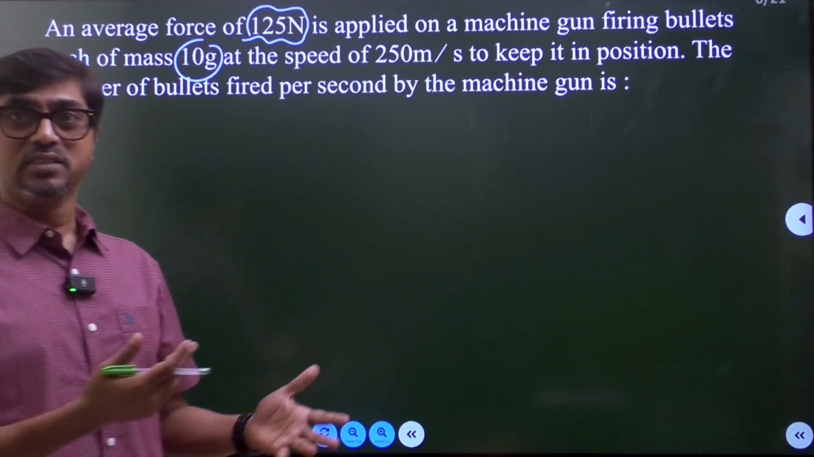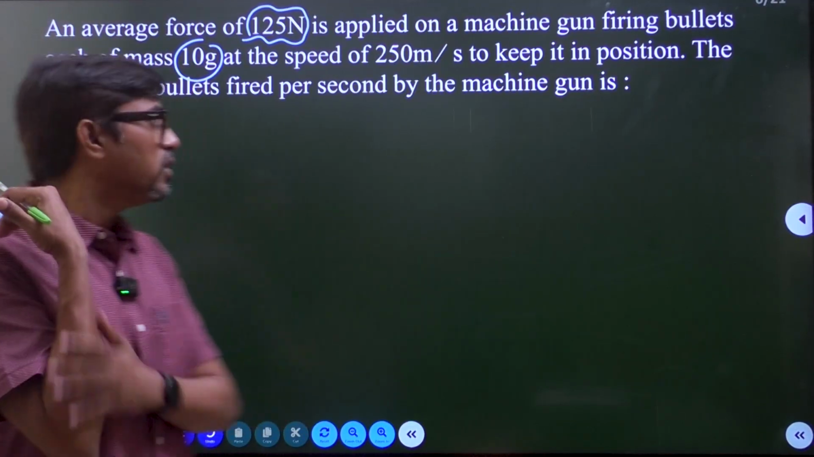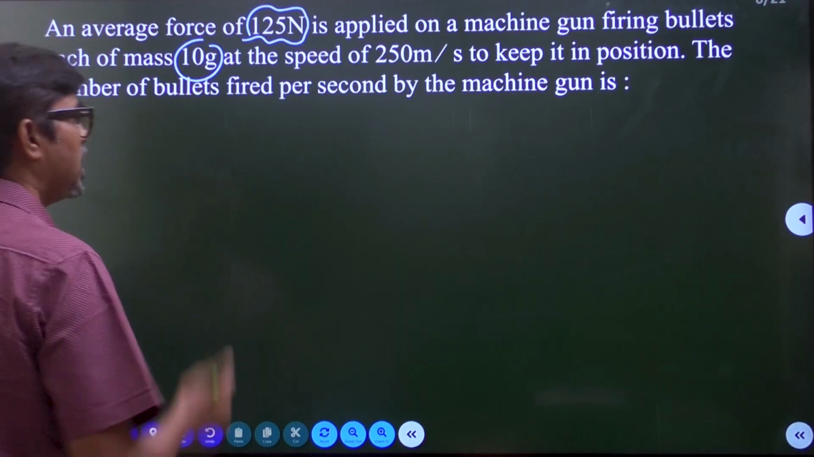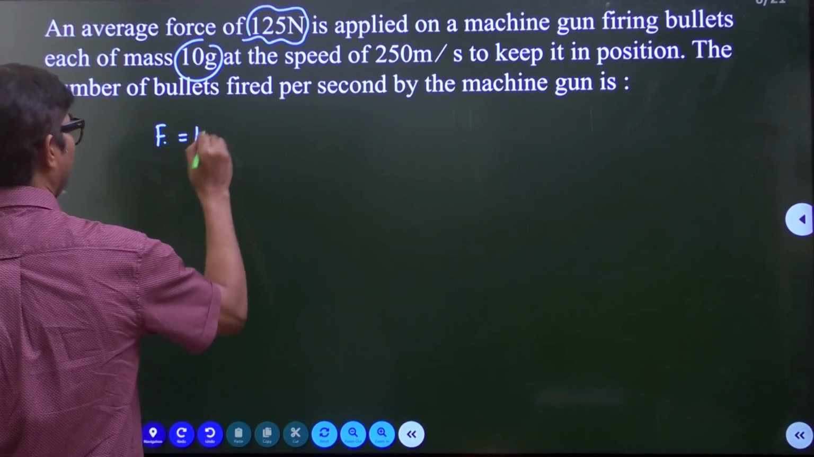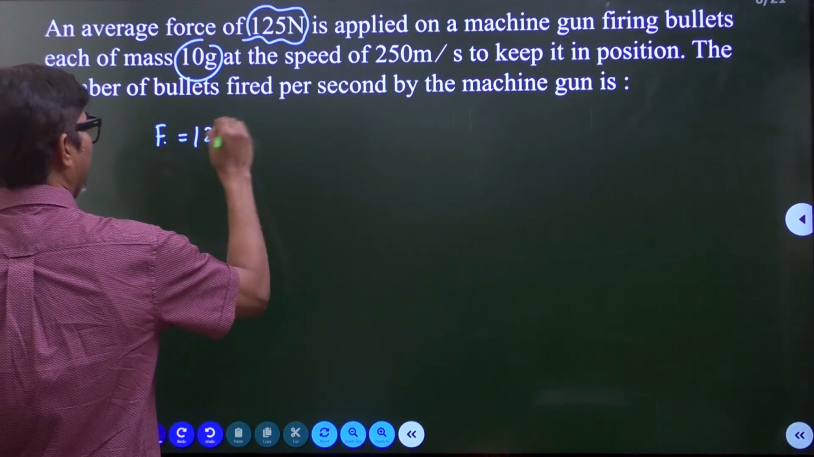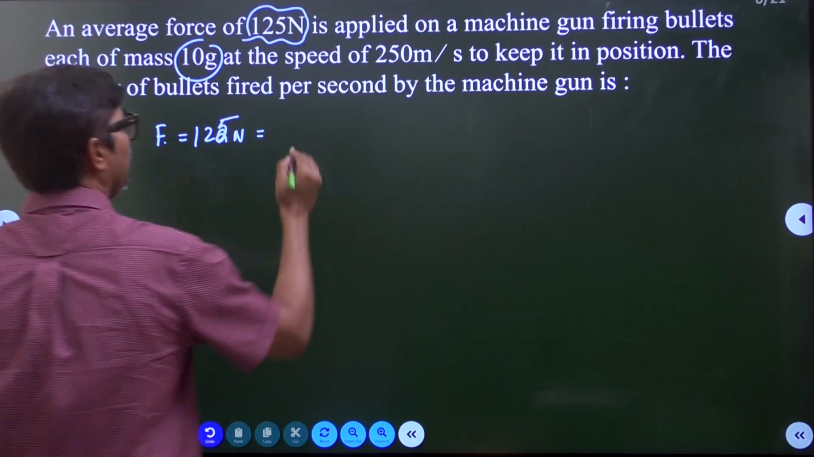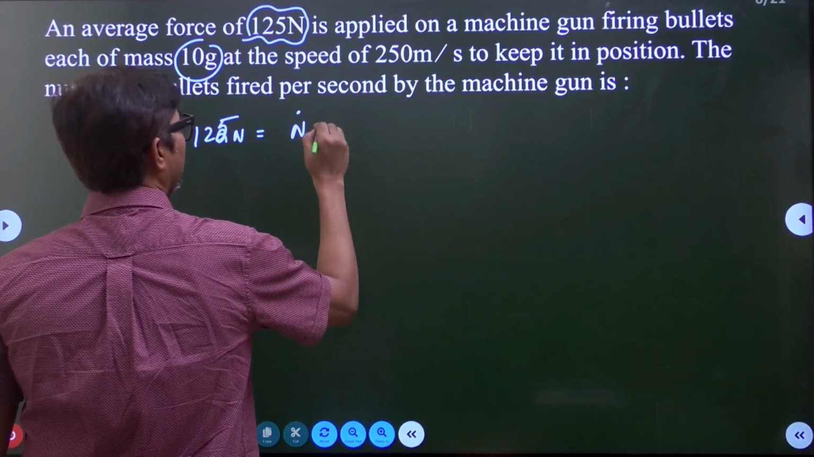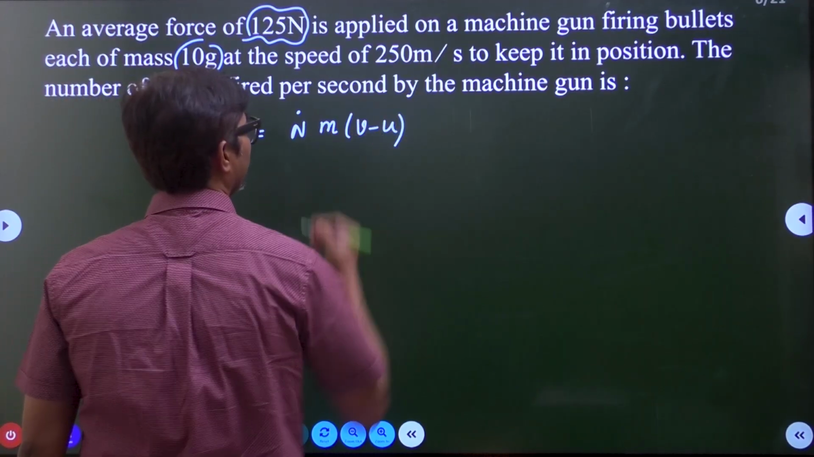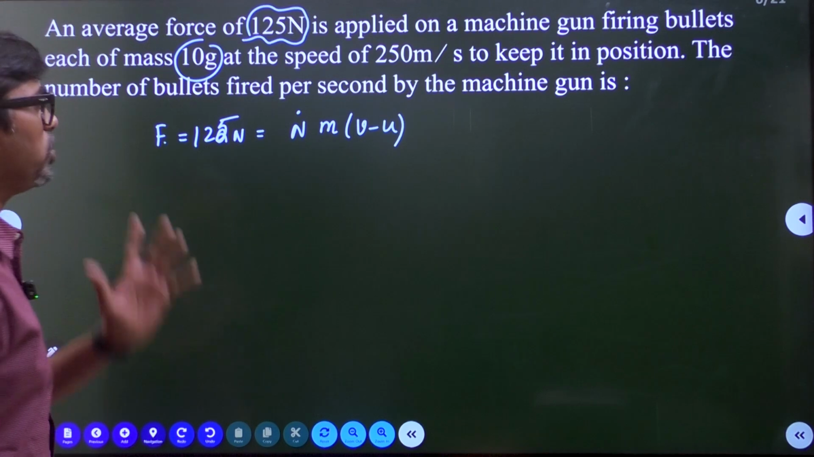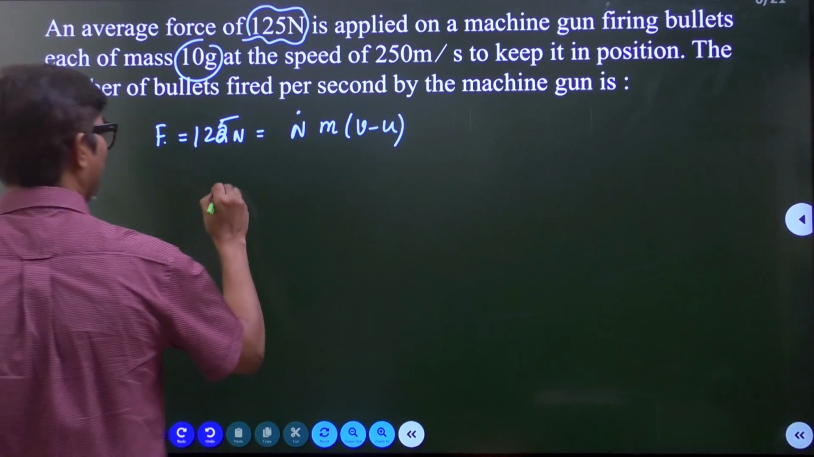Why is it exerting? Because the bullets are pushing it back. So now the force has to be the same amount there. The force exerted on the bullets on an average is 125 Newton, and that has to be equal to n dot into mass of each bullet into v minus u. All right. Now, what are they asking? Number of bullets fired. They are asking only n dot.